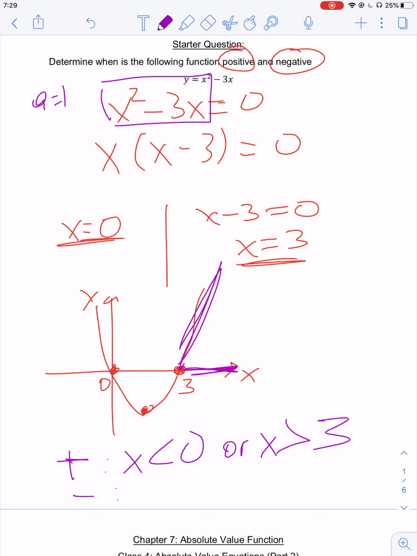Negative is in between, right? So your function is negative over here. Maybe let me use a different color for negative. Your function is negative here, but for which x values is your function negative? Well, for these x values, right? So x has to be between 0 and 3.